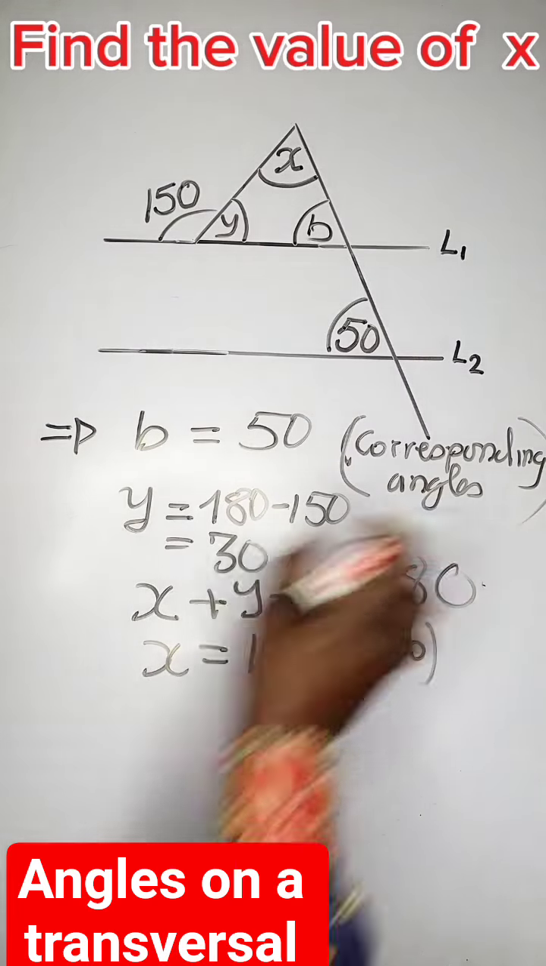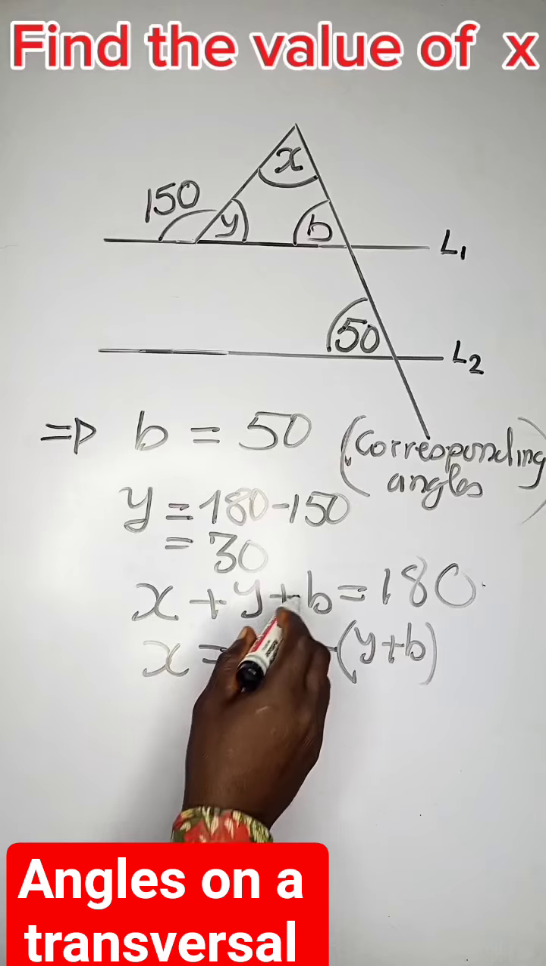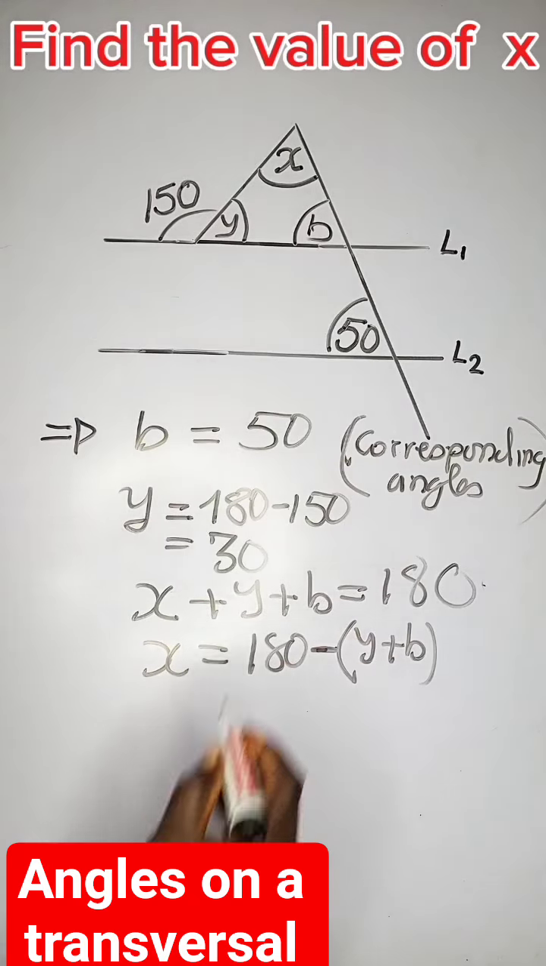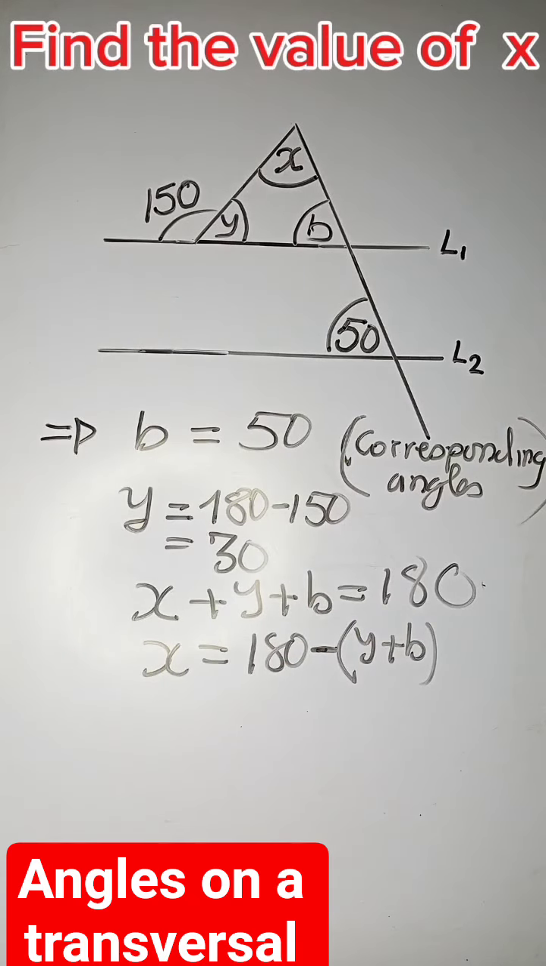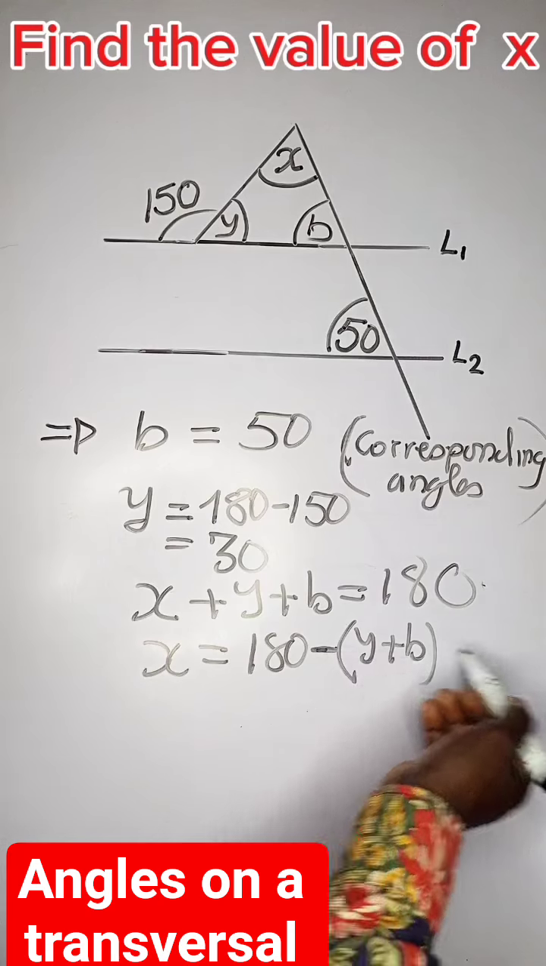We'll take it that way. Plus Y goes across and becomes negative, plus B goes across and becomes negative. So just put all of them in a parenthesis and put a negative outside. Remember, if you distribute that, you will have negative Y, negative B.